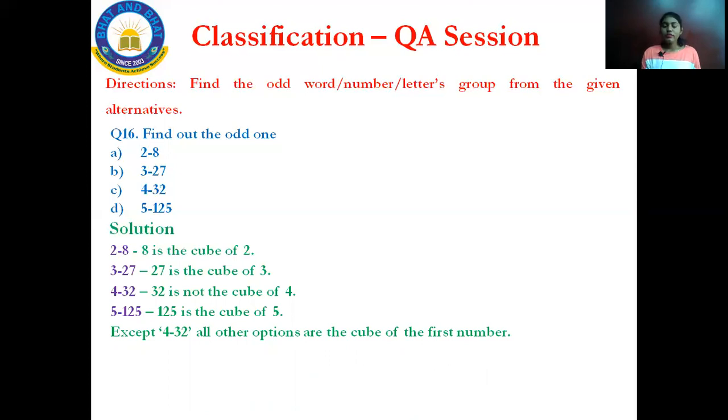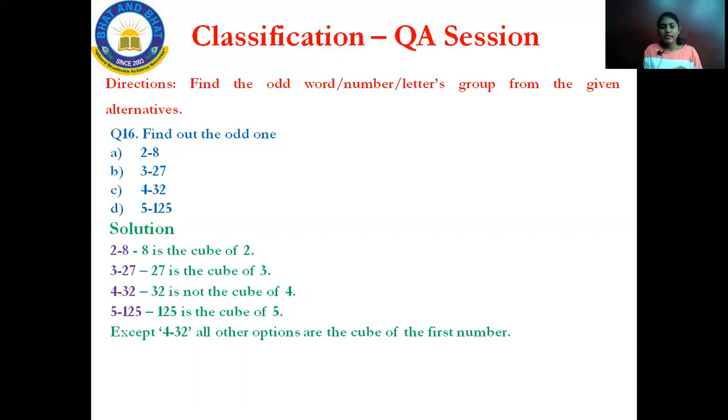Find out the odd one, and your options are 2 and 8, 3 and 27, 4 and 32, and 5 and 125. Now we'll go with the options. 2 and 8: start with the first number they have given and multiply it 3 times, that is 2 into 2 into 2. 2 2s are 4, 4 2s are 8. And then 3, multiply again 3 times: 3 into 3 into 3, 3 3s are 9, 9 3s are 27.